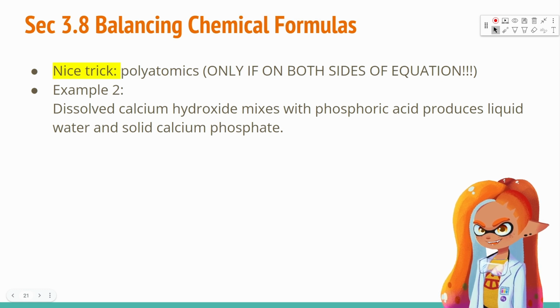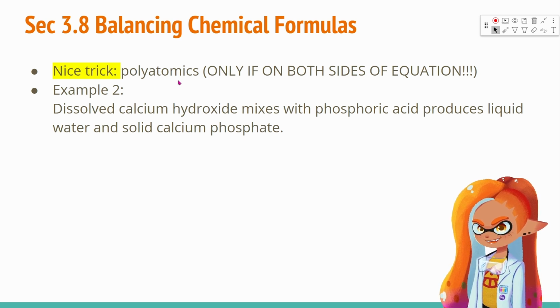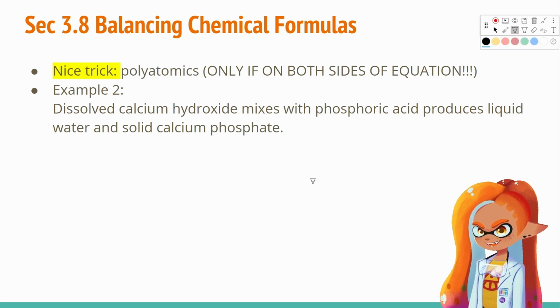Now, one trick I like about polyatomic ions is if they are on both sides of the equation, when you're counting how many is on each side, I like to keep them together. So in the first problem, you noticed I did the C's, the H's, and the O's all separate. But if I have a polyatomic ion, I can keep that together. And if you're confused, don't worry, I got you. So first, we're going to go ahead and write this down.